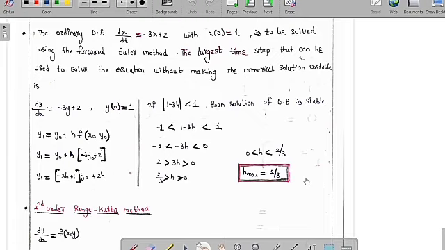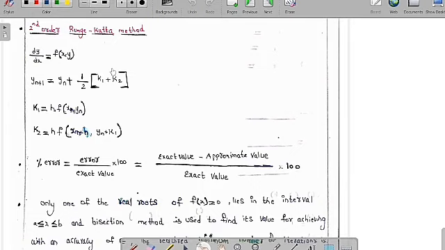If you go more than this step size, then definitely for the solution of y of n plus 1 we are going to get an infinite value. So up to now we have learned only the third order Runge-Kutta method and also the fourth order Runge-Kutta method, but now we are going to learn the second order Runge-Kutta method formula also.